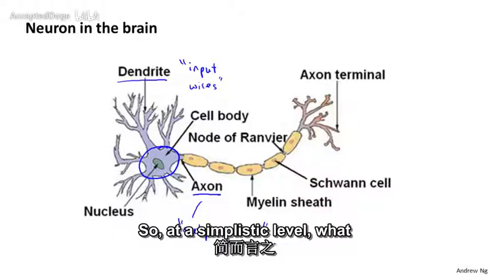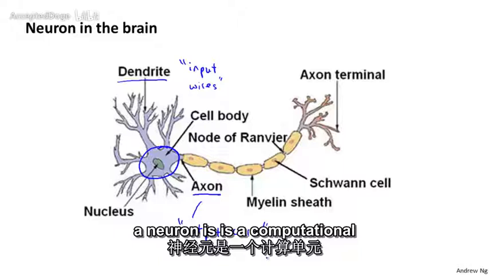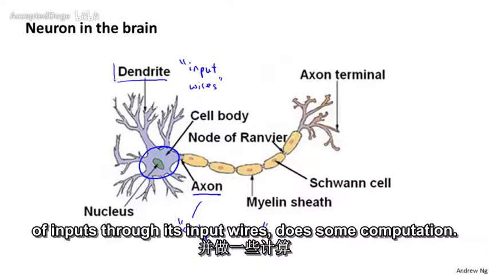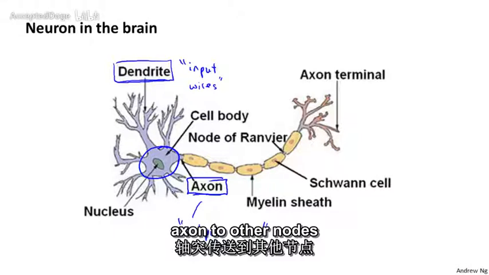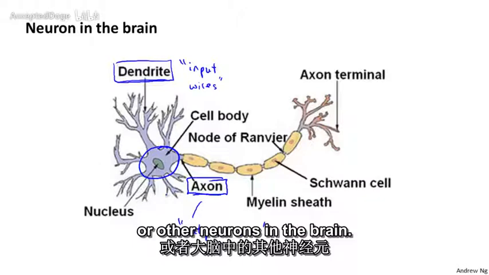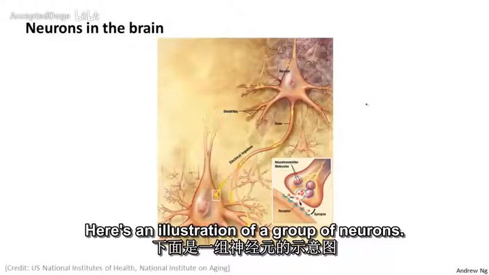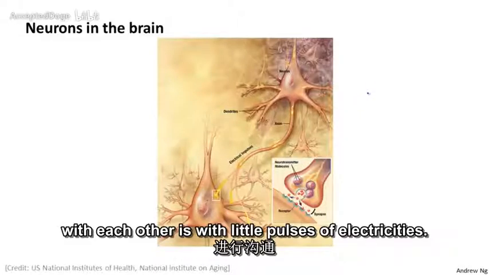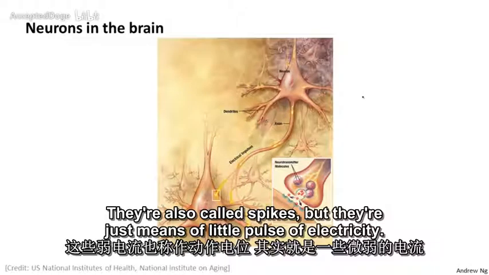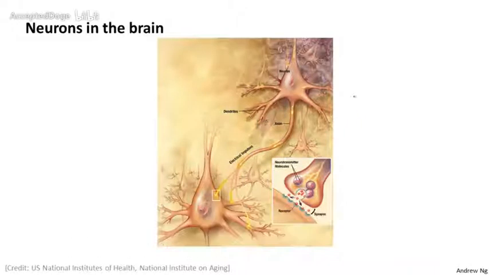So at a simplistic level, a neuron is a computational unit that gets a number of inputs through its input wires, does some computation, and then it sends outputs via its axon to other nodes or to other neurons in the brain. Here's an illustration of a group of neurons. The way that neurons communicate with each other is with little pulses of electricity. They're also called spikes, but that just means a little pulse of electricity.